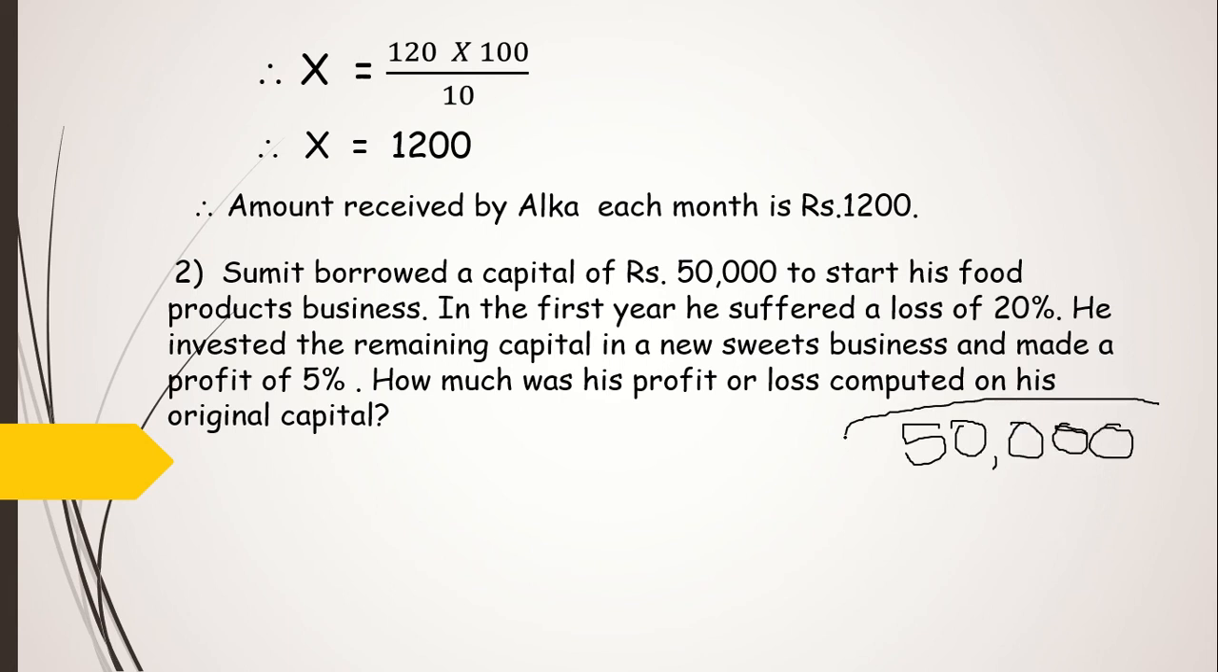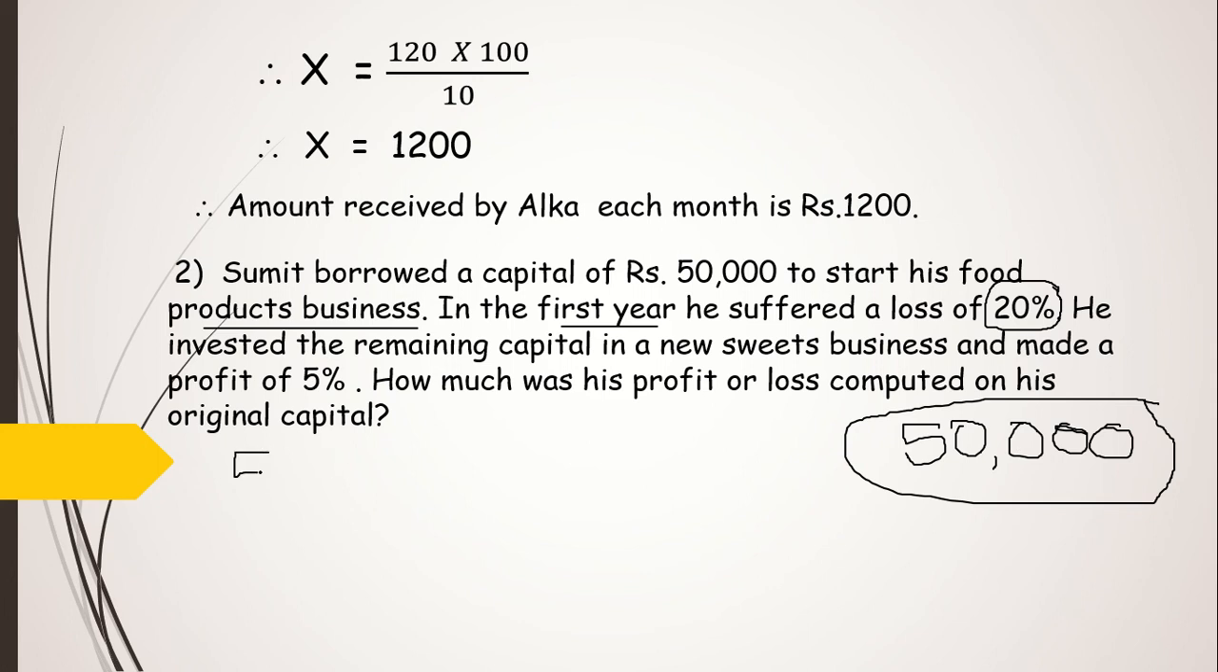And with this money, he started a business of food products. Now, in the first year, he suffered a loss. And this loss, always loss and profit, is given in terms of percentage. So his loss was 20%. This loss will be calculated on his capital, which is 50,000.